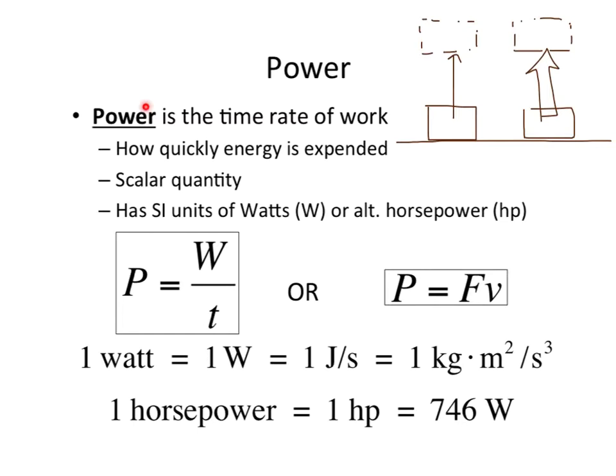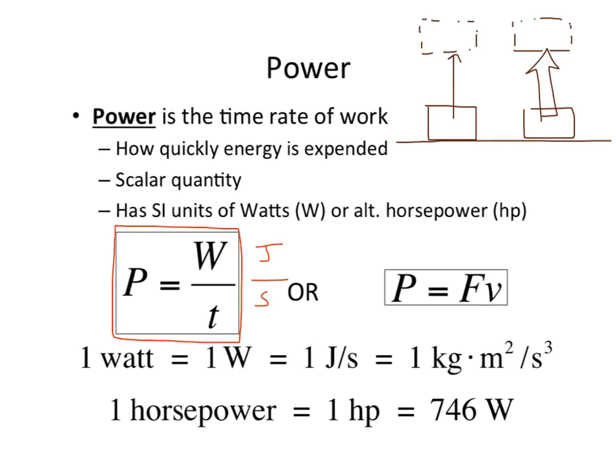It's a scalar quantity. You can't have negative power, just like you also can't have negative energy. It's work done over a certain amount of time. So this right here, work over time, is our definition of power. And of course, work is measured in joules and time is measured in seconds, so it could be joules per second.